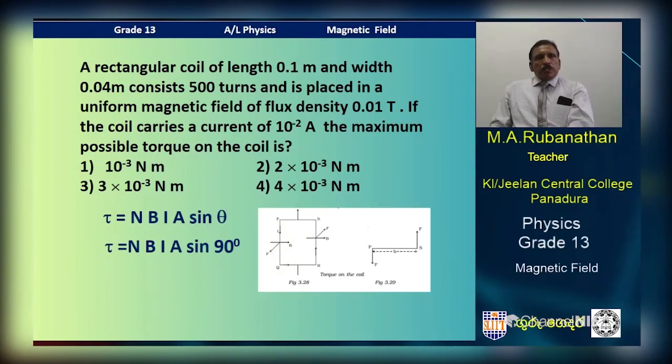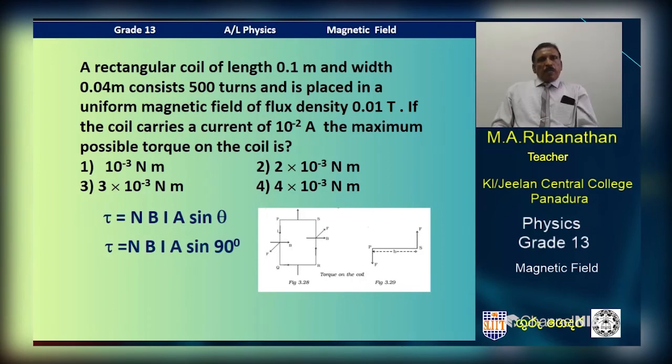Now we go to the questions here. A rectangular coil of length 0.1 meter and width 0.04 meter consists of 500 turns and is placed in a uniform magnetic field of flux density 0.01 Tesla. If the coil carries the current 10 to the power minus 2 ampere, the maximum possible torque on the coil is. So they are asking the maximum possible torque.